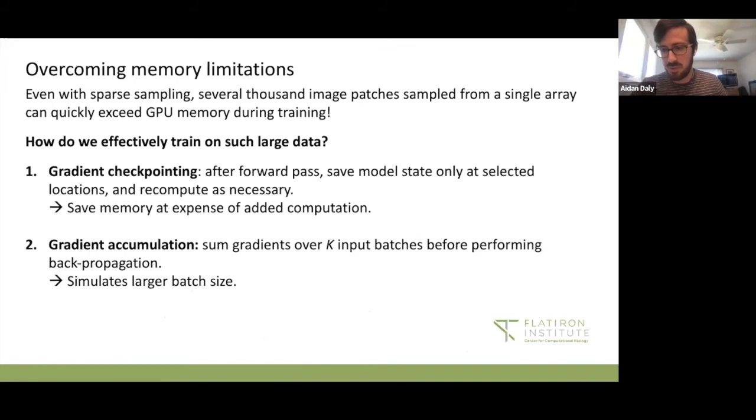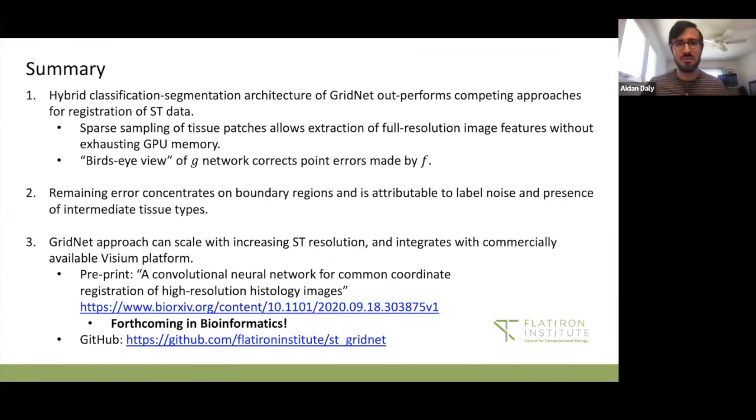And then the other thing you can do is gradient accumulation. If you can only fit one image into training at a time, you might have a very noisy training path. So instead of doing backpropagation at every image, you sum the gradients over several images. So you simulate a larger batch of data that you can actually fit into memory. So, a quick summary of that.